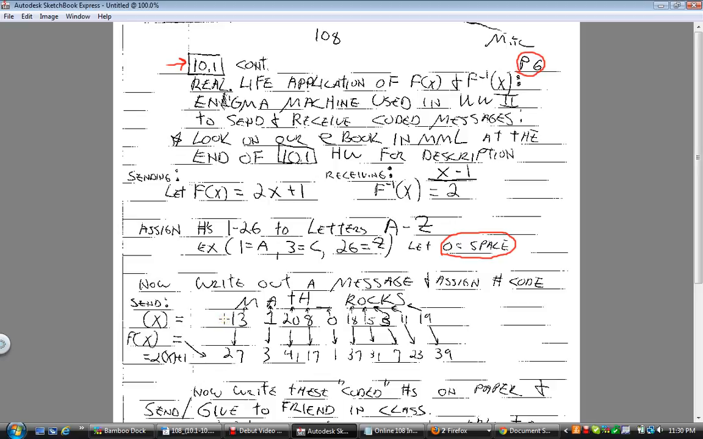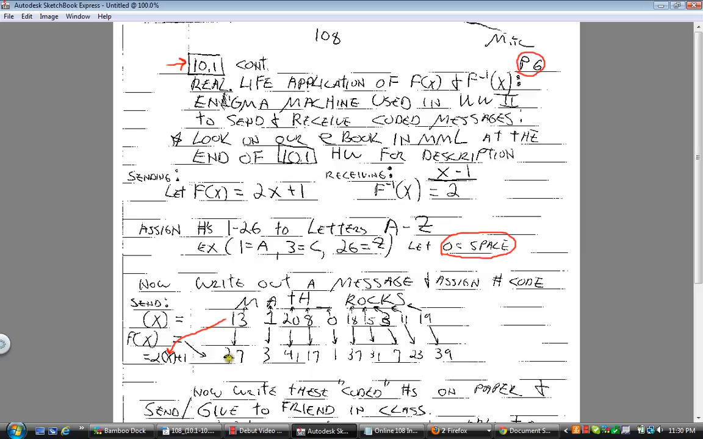Now if you just use those numbers, anybody would be able to figure that out without too much difficulty. But if you took your function, you would take the value of your letter, which is the number 13, and plug it into the function input. 2 times 13 is 26, plus 1 would produce a 27. And this is going to be on your coded message that you send out.